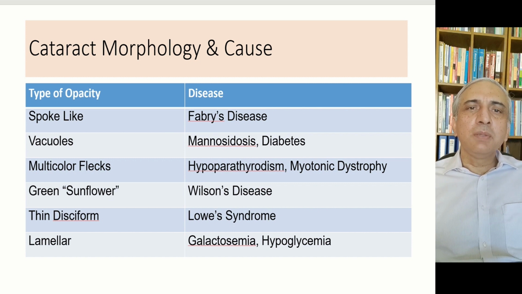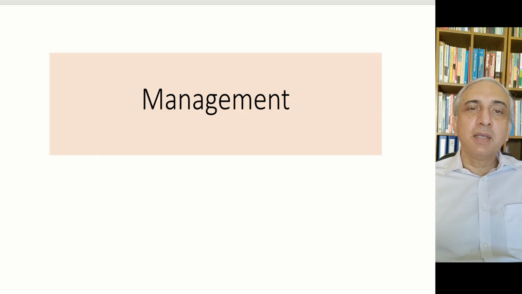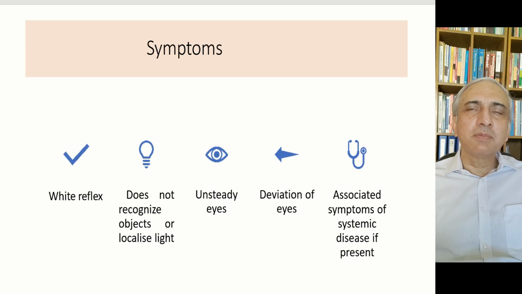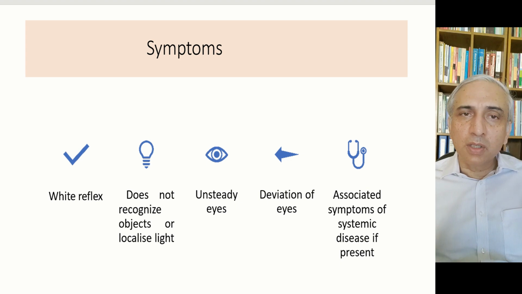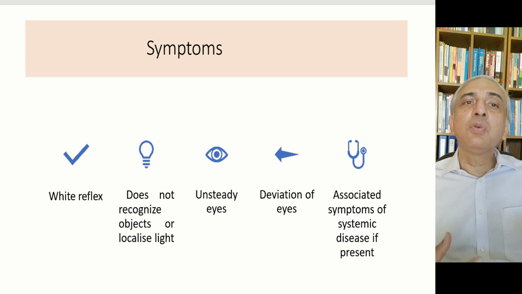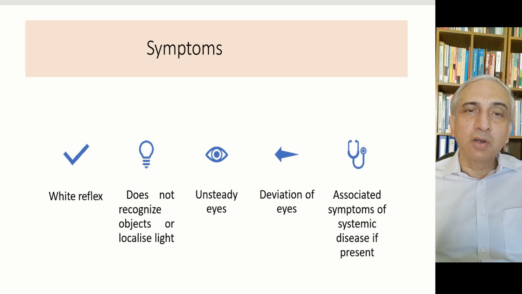Now we'll go through the management, which is very different from adults. In the symptoms, parents usually bring them in with a white pupillary reflex. It is important to do a differential diagnosis. A white pupillary reflex, called leukocoria, can be due to a cataract or a retinoblastoma. It can be due to persistent primary hyperplastic vitreous. It can be due to total closed funnel retinal detachment seen with retinopathy of prematurity.